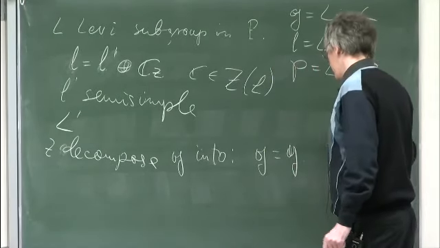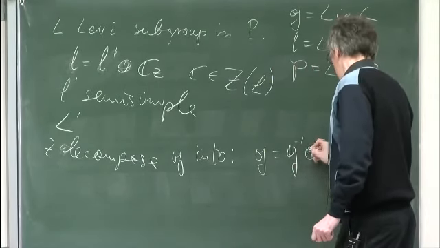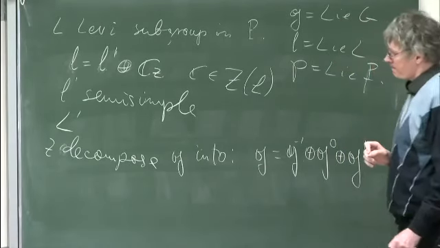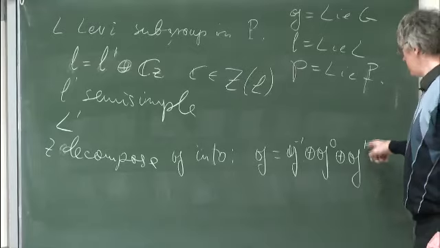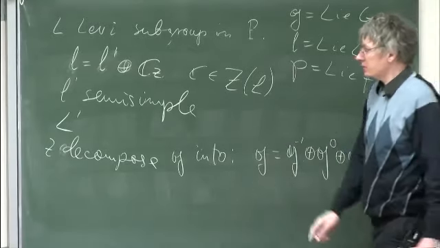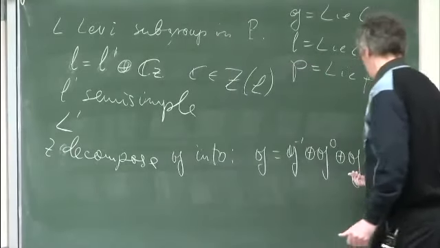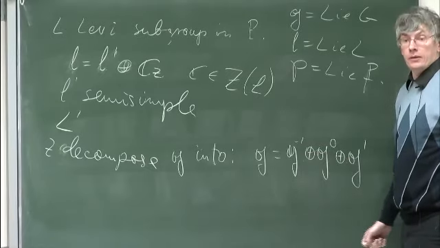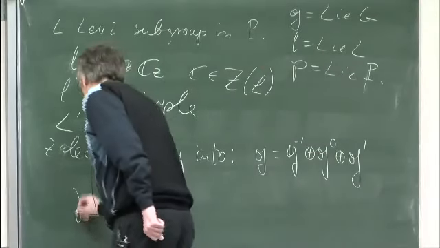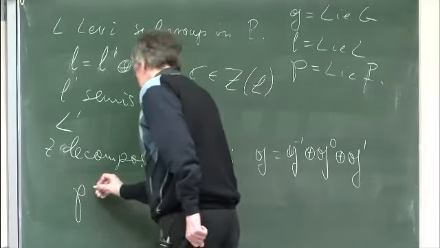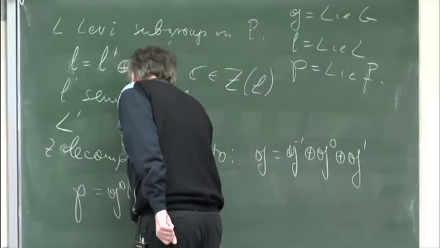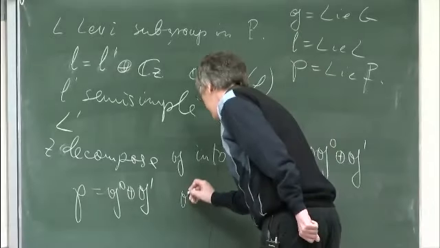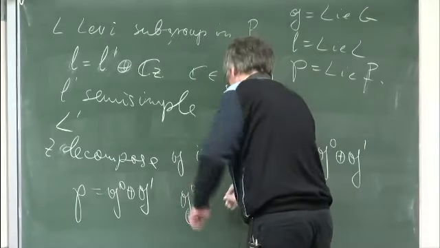It's a grading with three steps. So it's G minus 1 plus G0 plus G1. With respect to the adjoint action, this element Z acts on these with eigenvalue 1, 0, and minus 1. Our parabolic subgroup P is the sum of G0 plus G1. And G0 is actually nothing but this Lie group L.